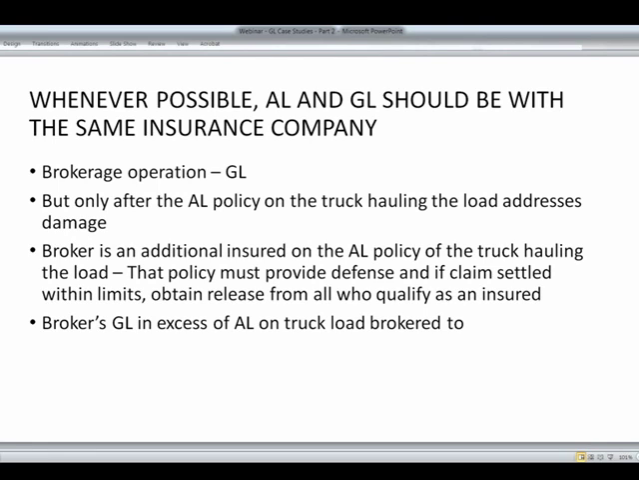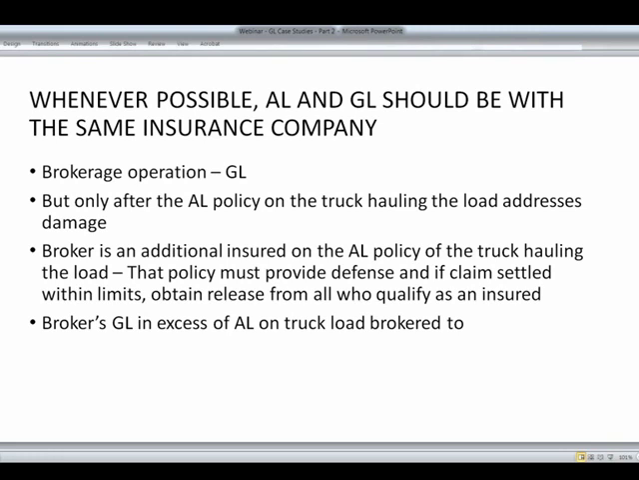Brokerage operation is GL, including damage to entrustment, because the brokerage operation is moving equipment by an auto not owned, operated, rented, or loaned to an insured. But only after the auto policy on the truck hauling the load addresses the damage. That's why you don't see many. The broker is additionally insured on the auto policy of the truck hauling the load.